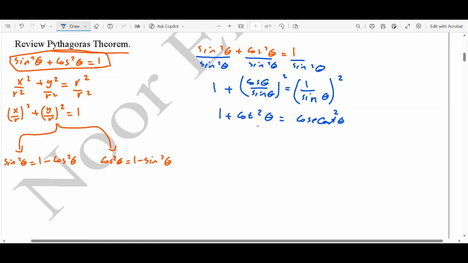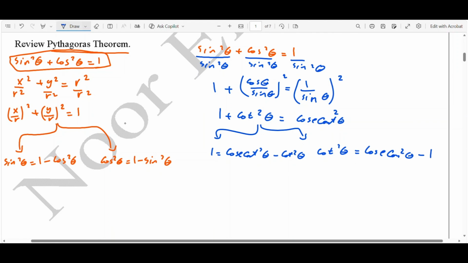I'm going to get another two identities from this identity. 1 equals cosecant squared theta minus cot squared theta, or cot squared theta equals cosecant squared theta minus 1.